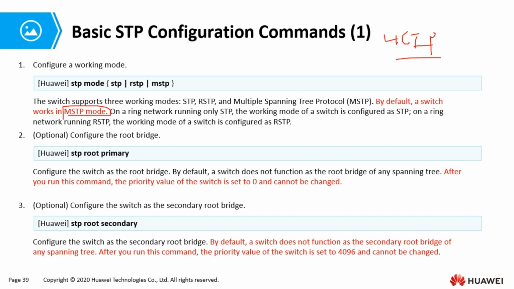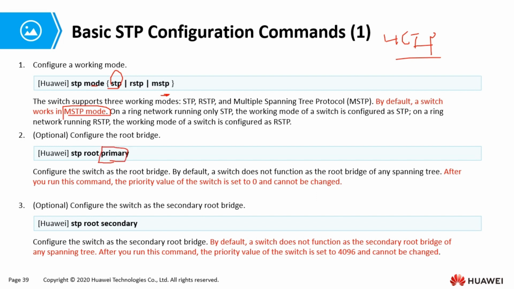So how do you enable the STP mode? You just need to type stp mode and then type stp. But the default is MSTP. Okay, so how do you determine your root bridge? You are going to configure it as primary.